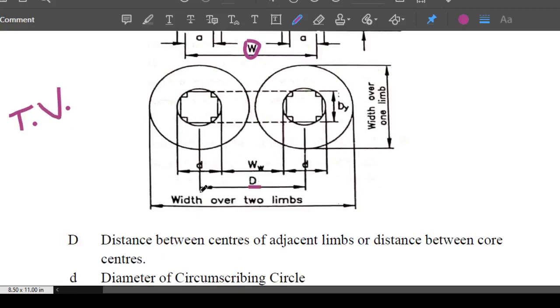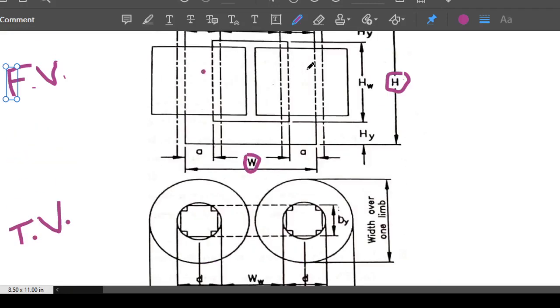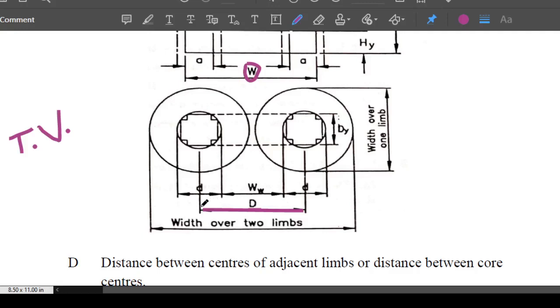This is the center of this limb, and this is the center of this limb. This is the center to center distance of two adjacent limbs. This is limb 1 and this is limb 2. The center to center distance is called capital D. And what does the small d stand for?